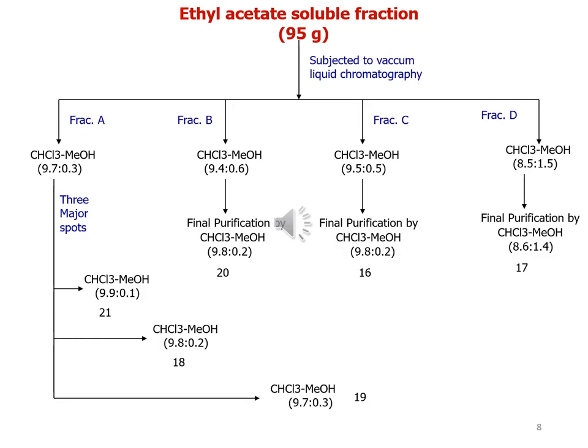Fraction A is subjected to column chromatography over silica gel, eluting with 9.7 and 0.3% chloroform-methanol. We obtain 3 major spots on TLC, which confirm the presence of 3 compounds, and they are 21, 18, and 19. Compound 21 is confirmed for its purity by using 9.9 and 0.1% chloroform-methanol, while compound 18 is confirmed as to whether it is pure or not by using 9.8 and 0.2% chloroform-methanol. The purity of compound 19 is confirmed by using 9.7 and 0.3% chloroform-methanol.